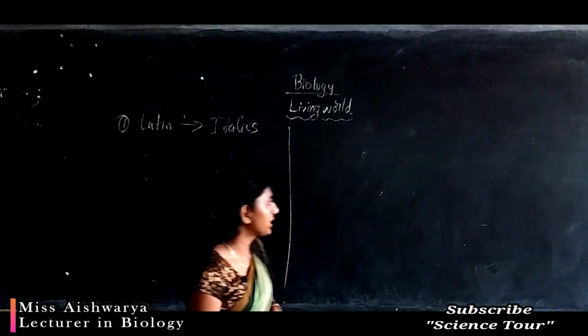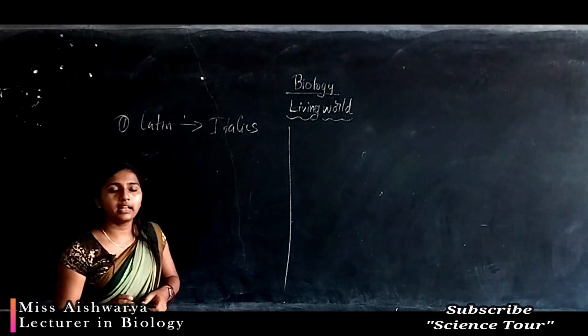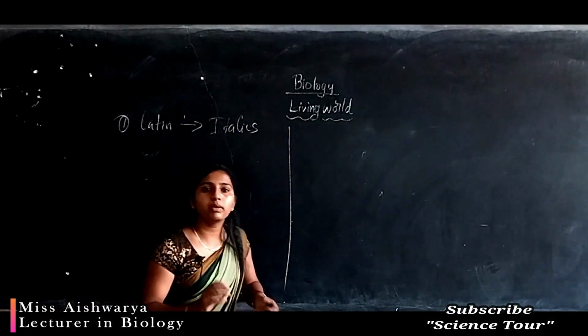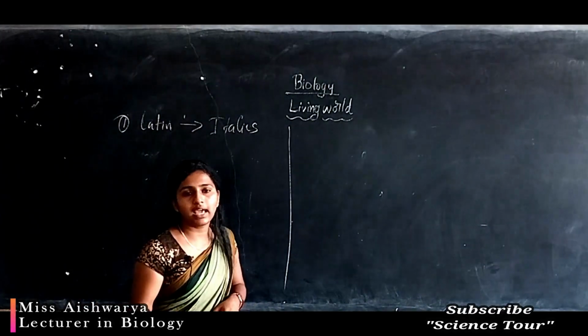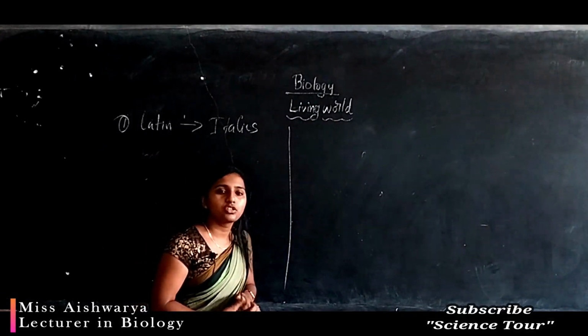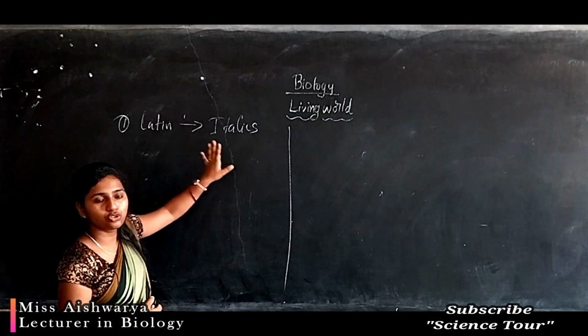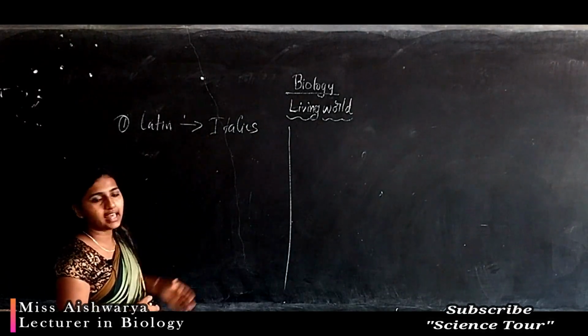Why is the Latin language used? Because it is an old and dead language, so there will not be any further changes in the language, and there will not be any spelling changes. So all are using the Latin language, and it should be written in italics.